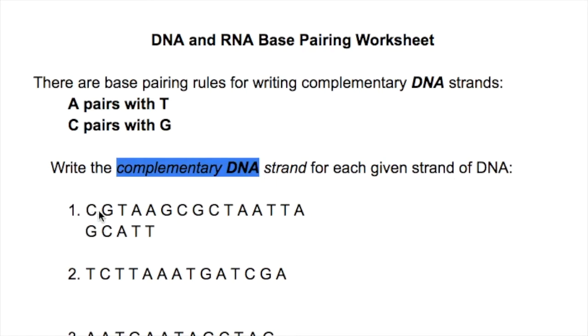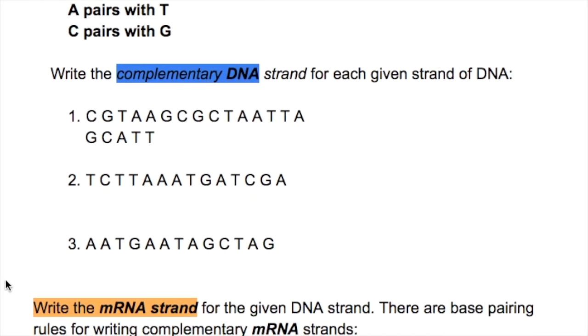So here's your example. If you see a C, its pair is a G. If you see a G, its pair is a C. A T with an A with a T, and so on. Complete this line, and do the same for these two as well.